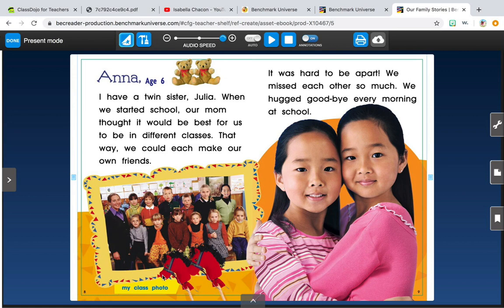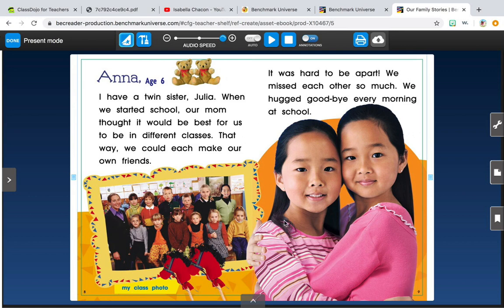So here's Anna's class photo. There's Anna right there. Let's keep reading. It was hard to be apart. We missed each other so much. We hugged goodbye every morning at school. See, so this is their family story.